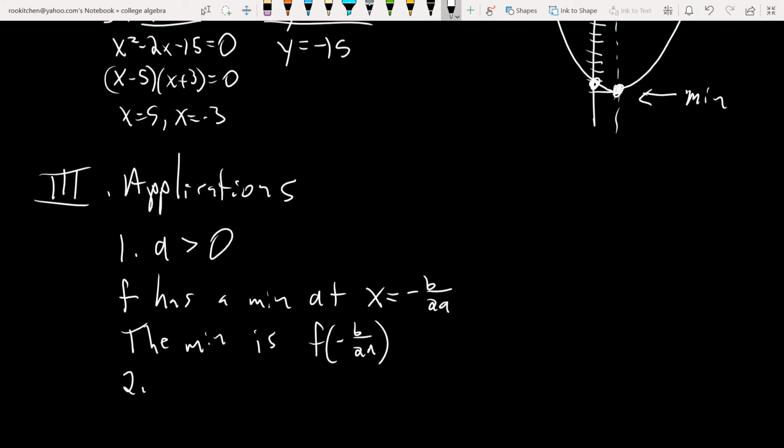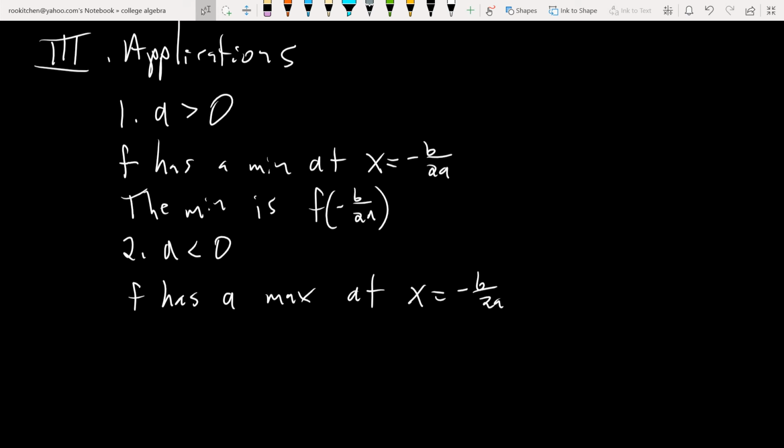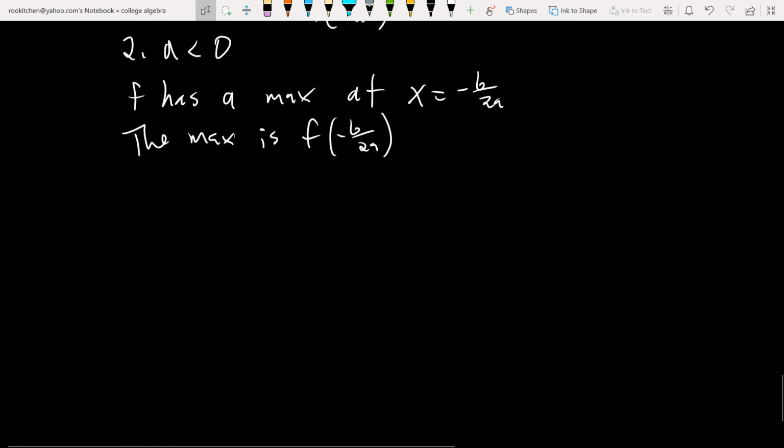And then secondly, if you have a sad face, the function has a maximum, and its location is x equals negative b over 2a. And then finally, the maximum value is f of negative b over 2a. Okay, so just a small detail, the difference between the x and the y coordinates. The x is the position, the y is the actual value of the max or min. Okay, so let's try one.